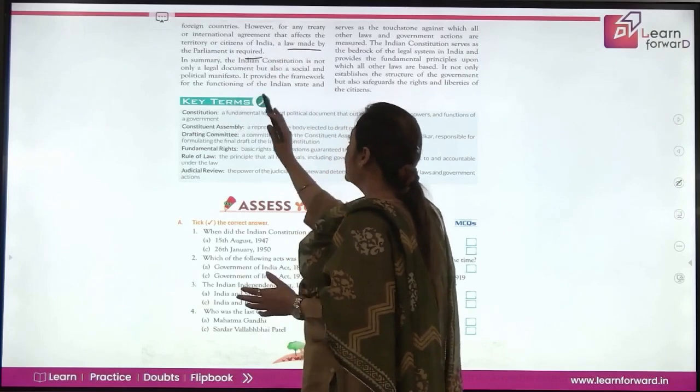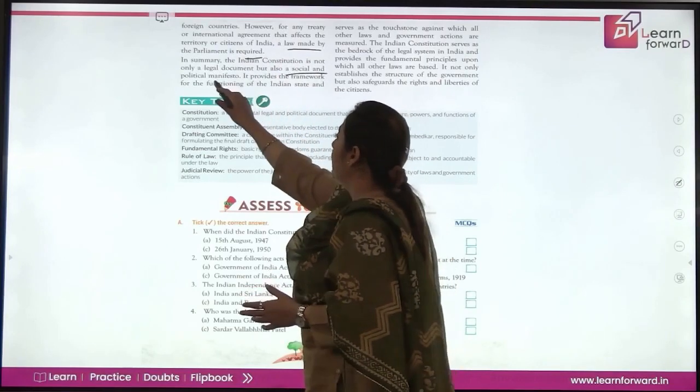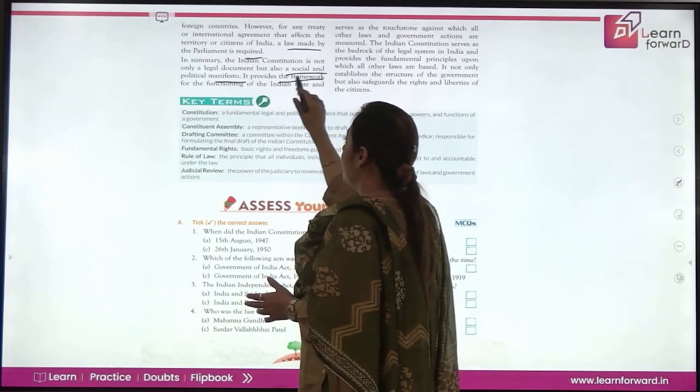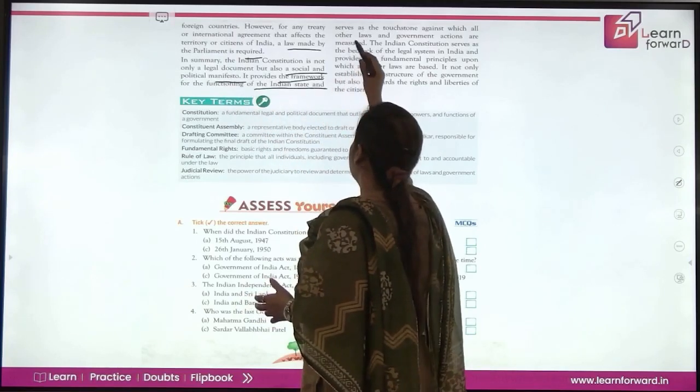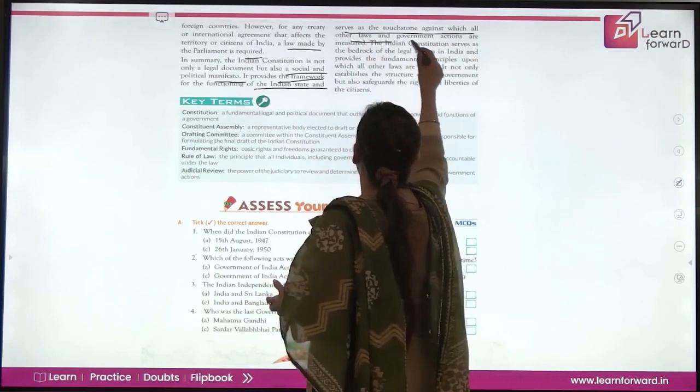अगर हम समराइज करें इंडियन कॉन्स्टिट्यूशन को, सिर्फ एक लीगल डॉक्यूमेंट नहीं है but एक सोशल और पॉलिटिकल मैनिफेस्टो है जो प्रोवाइड करता है एक फ्रेमवर्क की गवर्नमेंट कैसे वर्क करेगी, चाहे वो इन स्टेट है चाहे सेंट्रल गवर्नमेंट है. And it is a touchstone against which all other laws and government actions are measured.